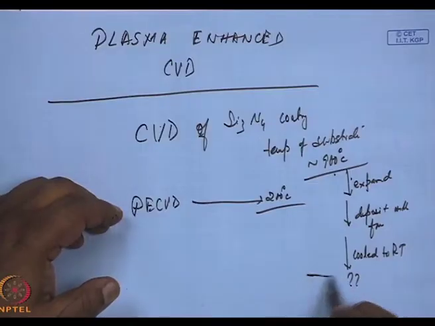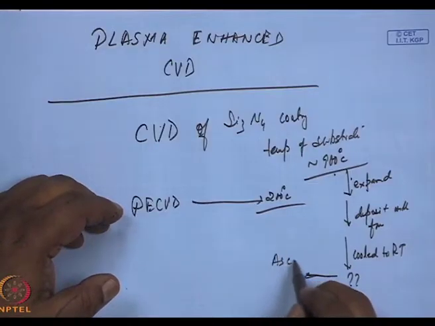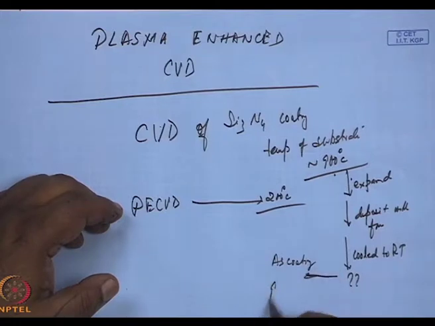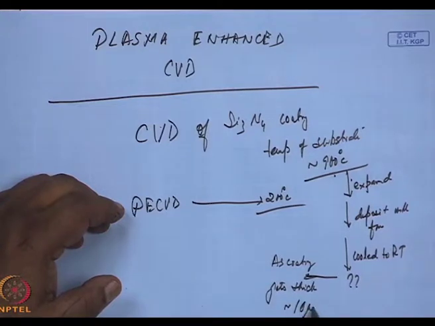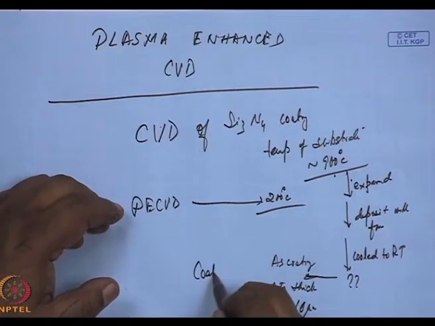If the substrate has expanded significantly, like take any metal, what would happen? The thermal expansion coefficient of the ceramic is much lower than that of the substrate. So, as the coating gets thick, say 10 micrometer, the coating peels off.